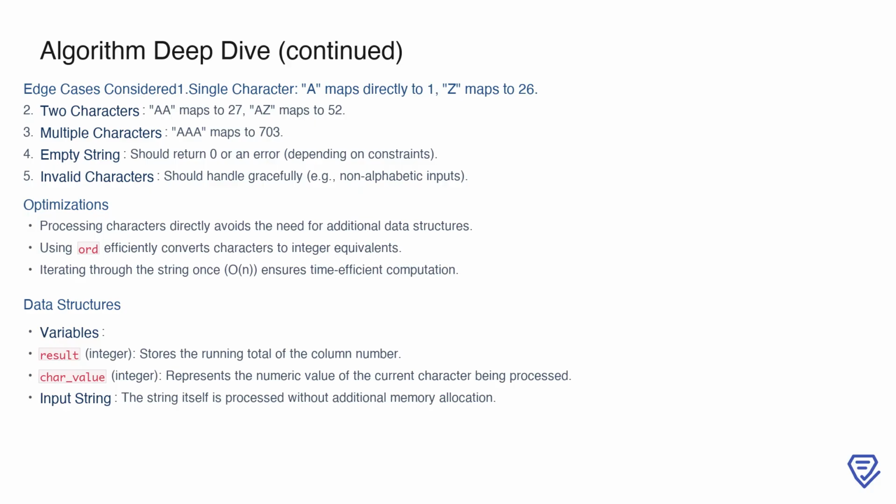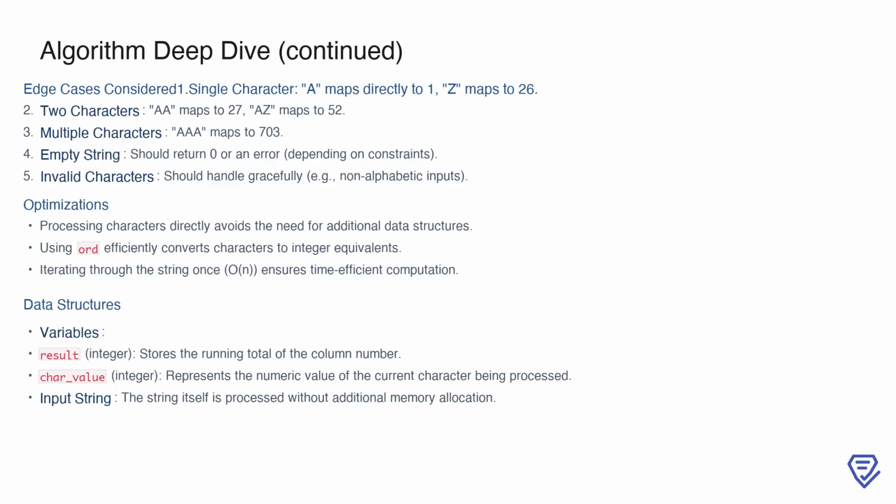On the optimization side, this algorithm is efficient because it processes each character directly without requiring additional data structures. By leveraging the ord function, we efficiently convert letters to integers, and since we iterate through the string only once, the time complexity is O(n).